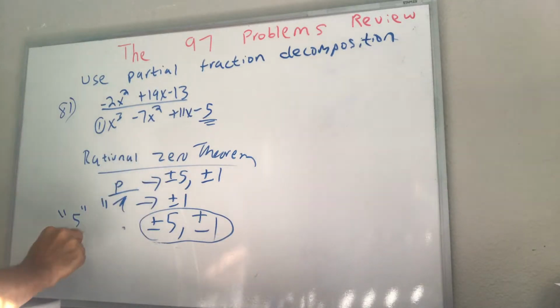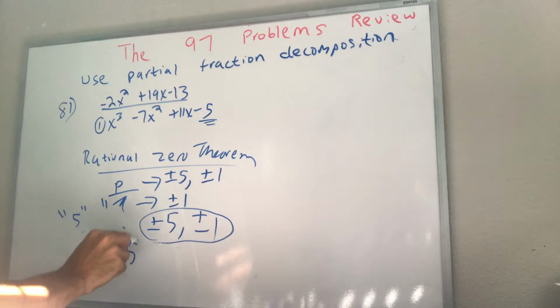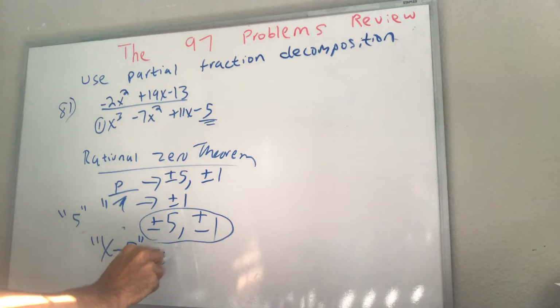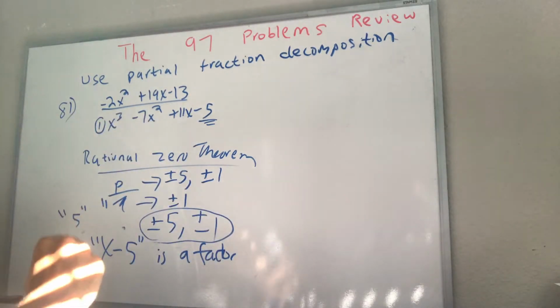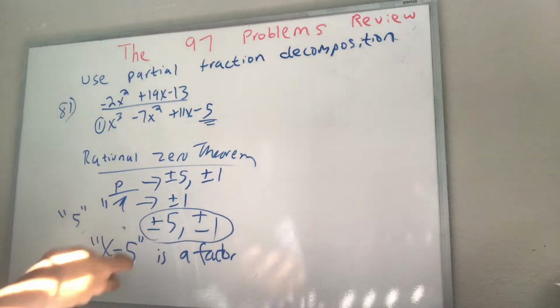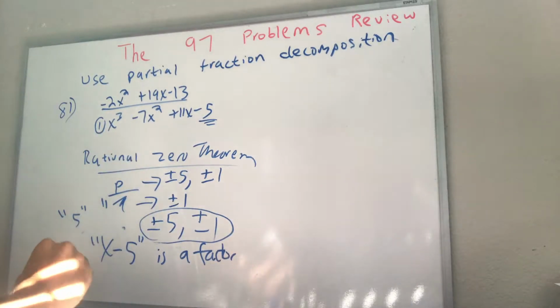Well, if that is true, then x minus r, or x minus 5, is a factor of this denominator here, right? It has to be a factor then, because when you plug 5 in, you know 5 is a 0 of this polynomial. Therefore, x minus 5 is a factor.